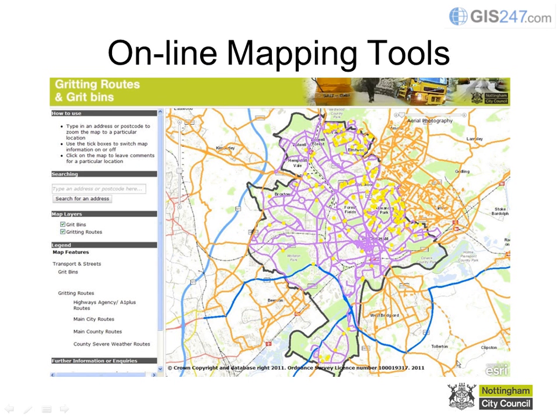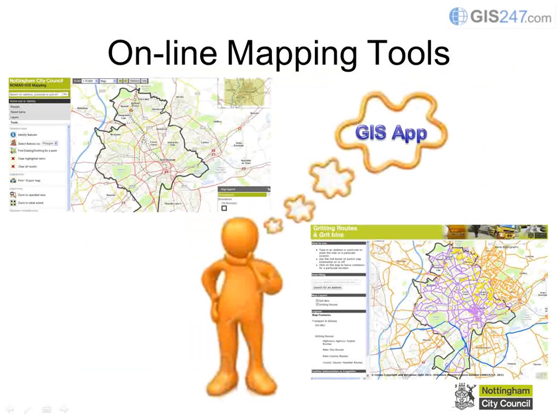It is through these online mapping tools that the GIS team support the dissemination of GIS data within Nottingham City. The GIS team are continually developing additional online applications and extending the functionality that is available as the technology enables the team to do so.